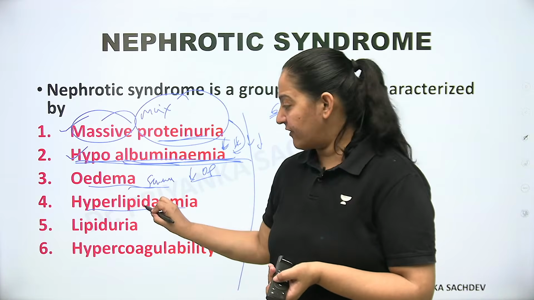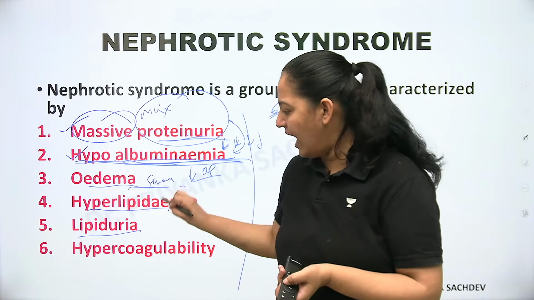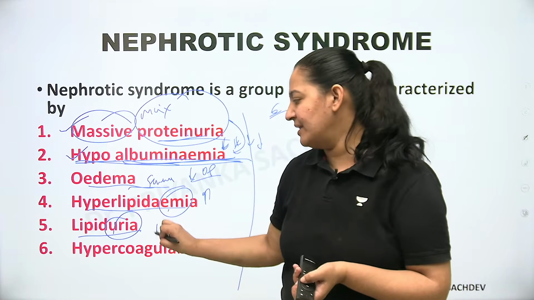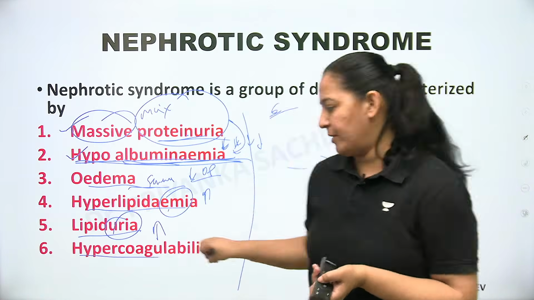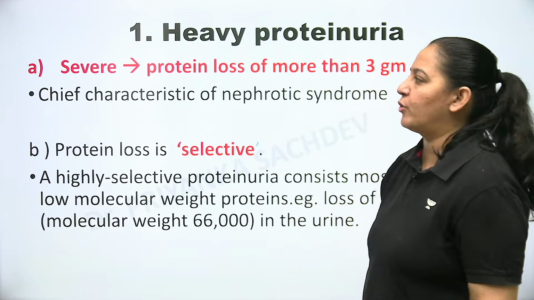I will tell you the reason. Increase lipid not only blood, in urine also. So patient have hyperlipidemia, hyperlipiduria. So increase lipid in the blood, increase lipid in the urine, and the blood become hypercoagulable. I will be describing all these one by one. Let me start with the first one, massive proteinuria.